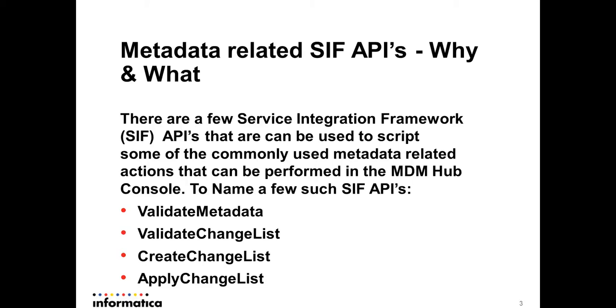To name some of these APIs, we have ValidateMetadata to validate your ORS, and ValidateChangeList in case you have an XML change list which you've generated, so you can validate it to check whether it's schematically correct. We have the CreateChangeList API, which generates a change list for you, and the ApplyChangeList API, which applies a change list to an ORS.